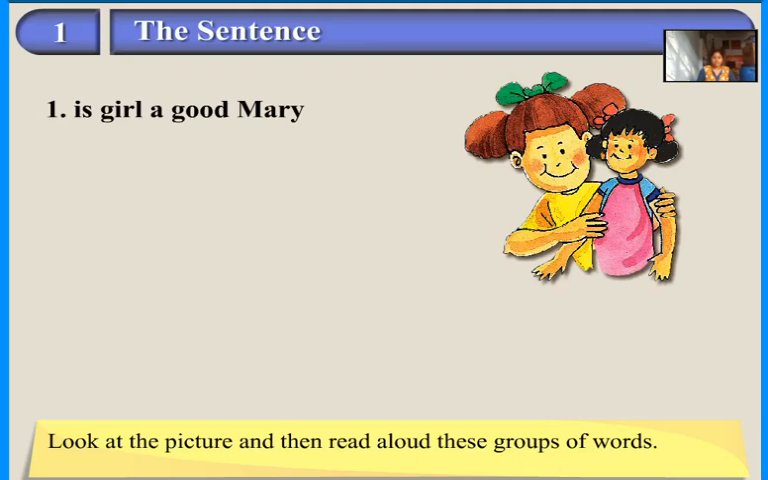In this video, I would like to show you the sentence, subject and predicate. A systematic English grammar level 3. While watching this video, you ought to concentrate.